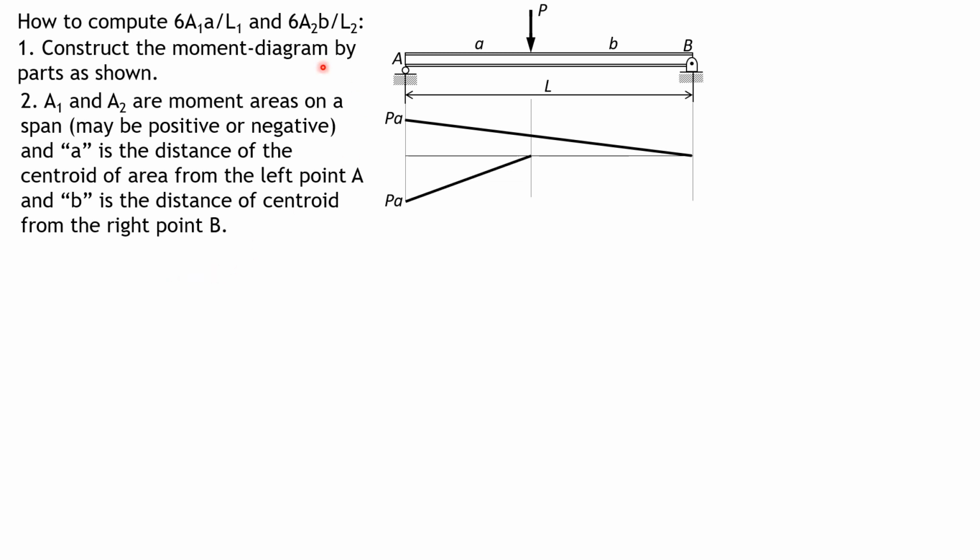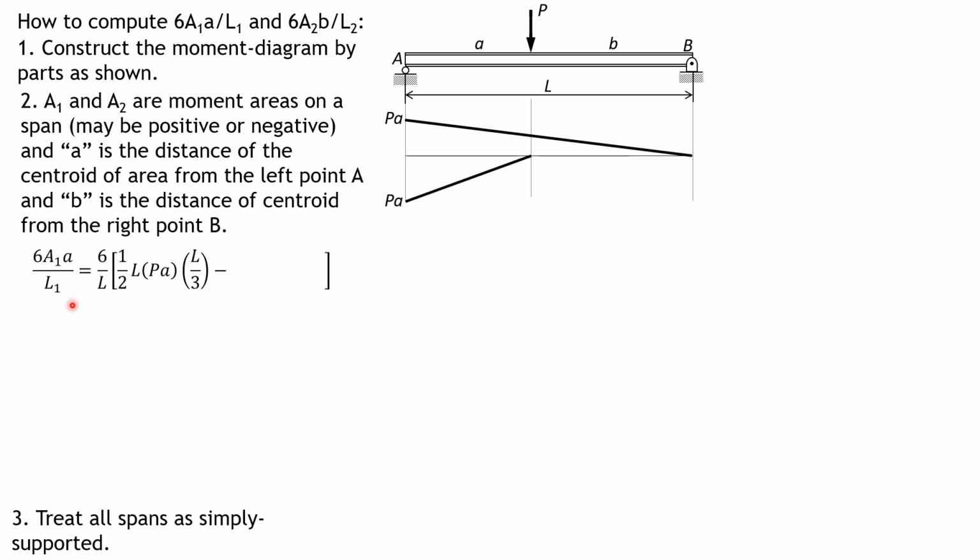And after that, you just evaluate 6 over L, then area 1A, or 6 over L, area 2B. Then treat all spans as simply supported. So in this case, 6A1A over L1 is 6 over L because the span is L. The positive area is 1/2 of L times PA. And the distance of the centroid of that triangle from the left, which is A, is L over 3.